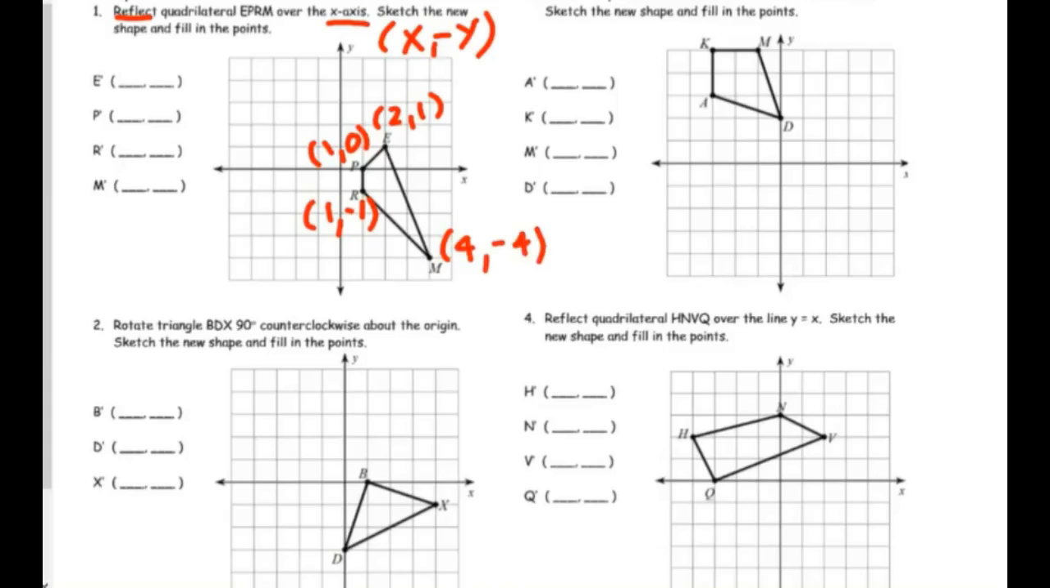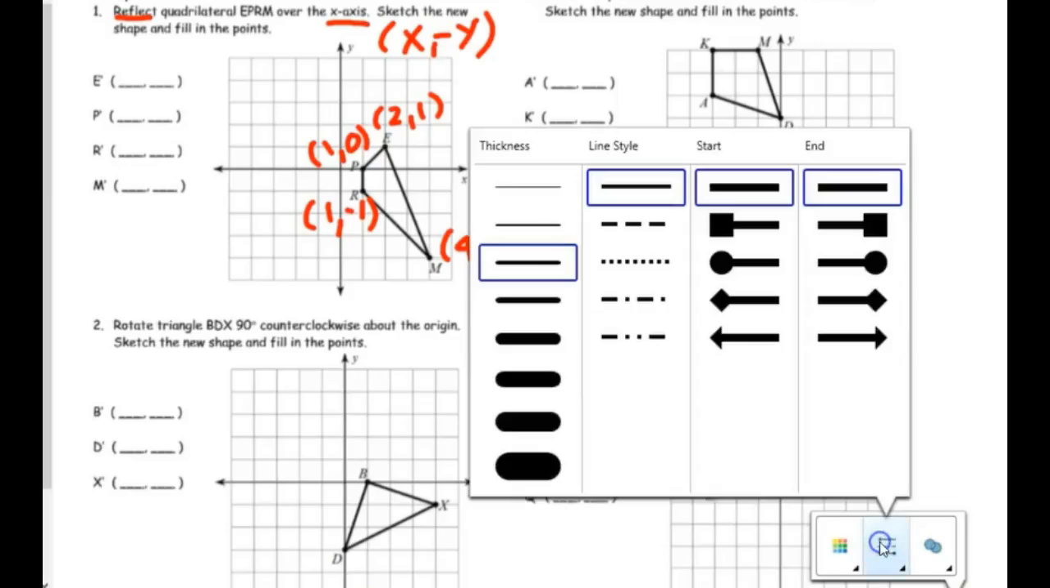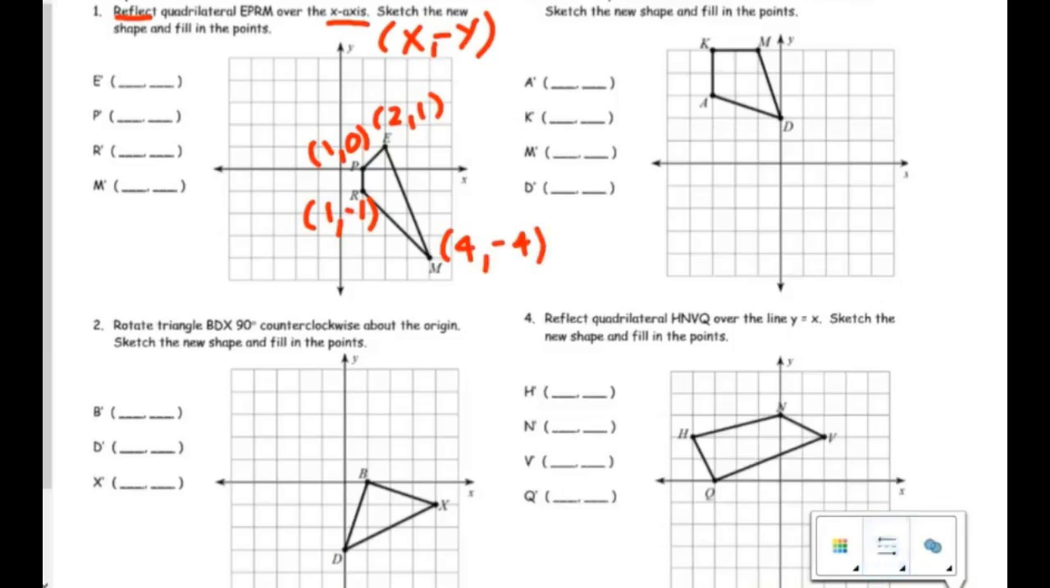Alright, so there's no switching. There's only changing the sign of the y. Okay, so again, x is normally where it is, but y has a little negative sign right here. So let's do that. All I'm going to do is change the y values.